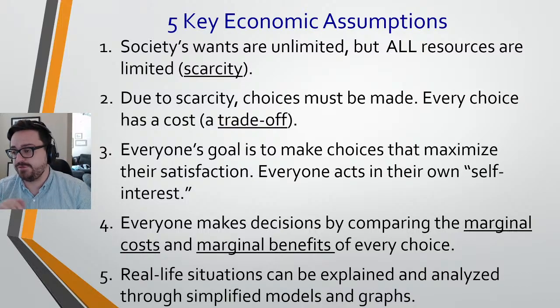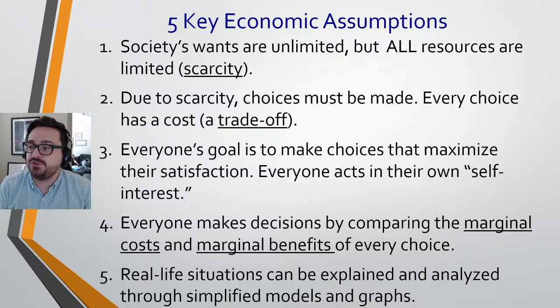Rule four is the focus for the remainder of what we're talking about today. Rule four is we always make choices by comparing marginal benefit and marginal cost. Okay, if the benefits exceed the cost, we'll do the thing. If the cost exceeds the benefit, we won't. It's how we choose. Economics is a study of choices.